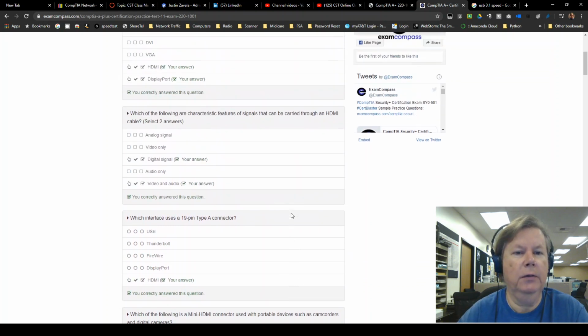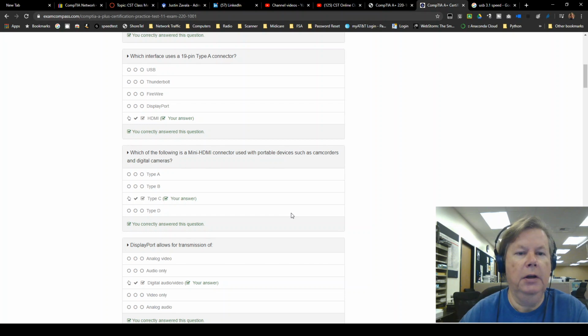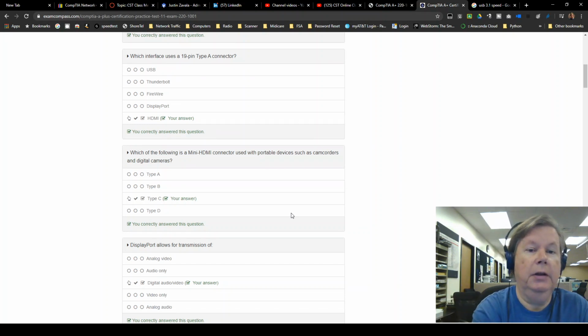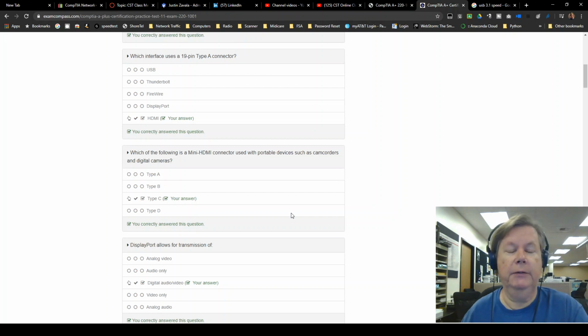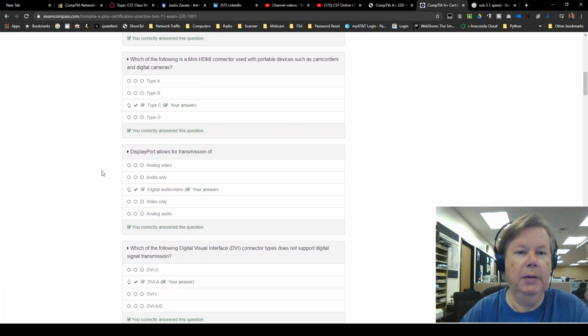Next one down, question number four. Which interface uses a 19-pin type A connector? I think we kind of guessed on this. I kind of cheated and looked it up. It is the HDMI connector that uses the 19-pin type A.